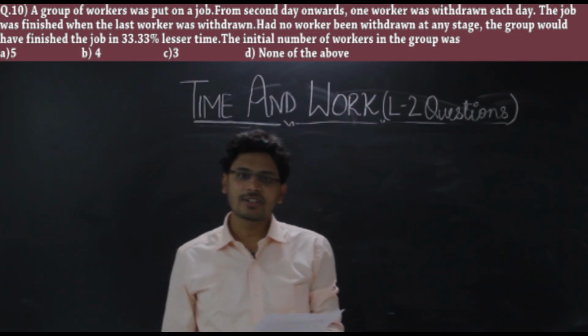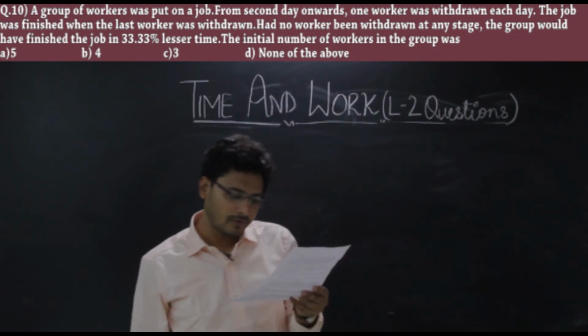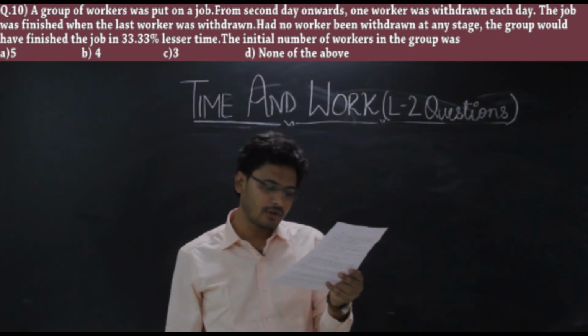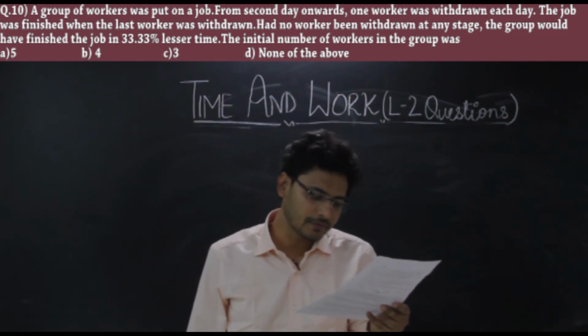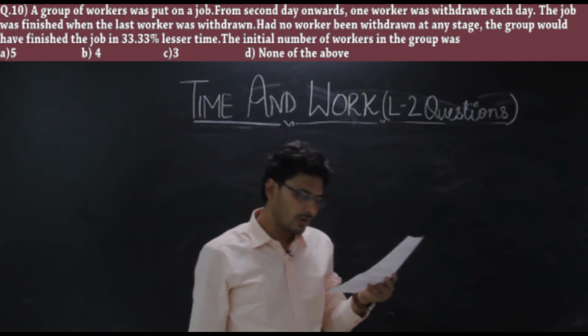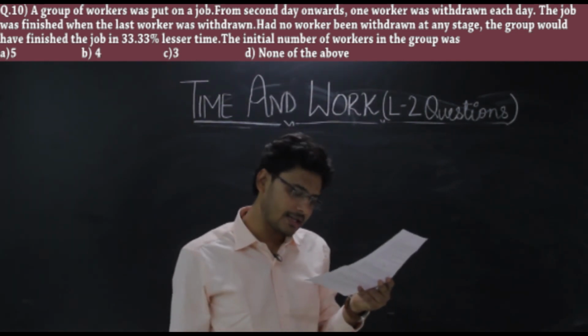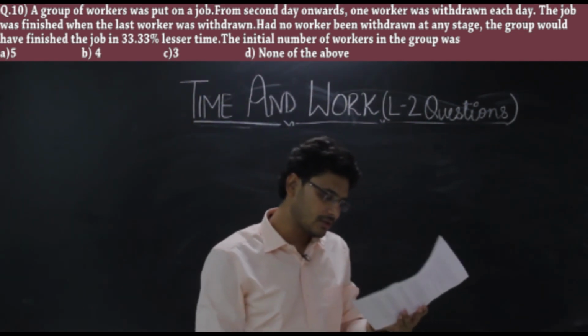Okay, so last question for the day. He says a group of workers were put on a job. From 2nd day onwards, one worker was withdrawn on each day. The job was finished when the last worker was withdrawn. So he's saying had no worker been withdrawn, it would have taken 33.33%, that is 1/3 less time than the initial number of workers is asking.